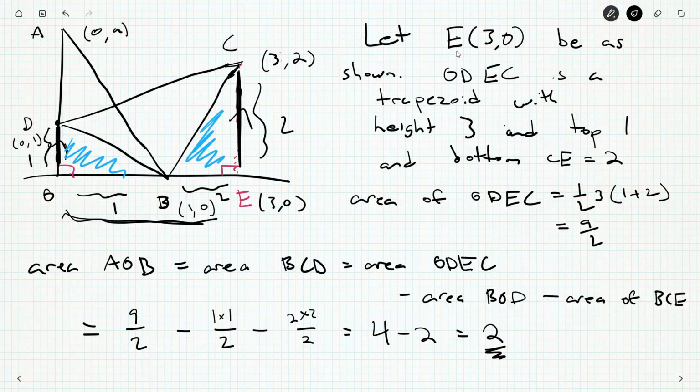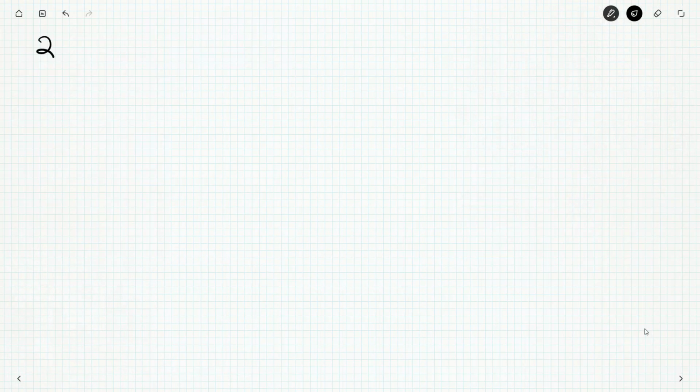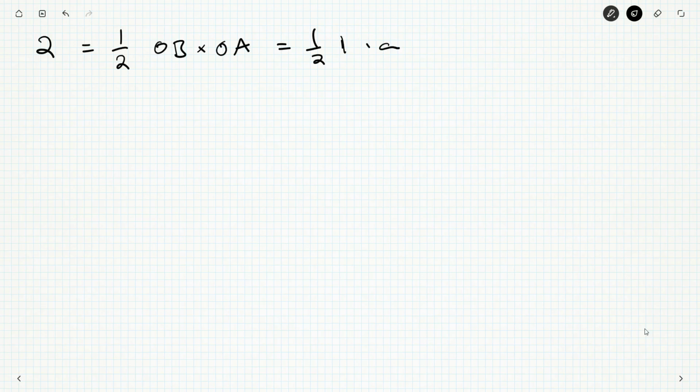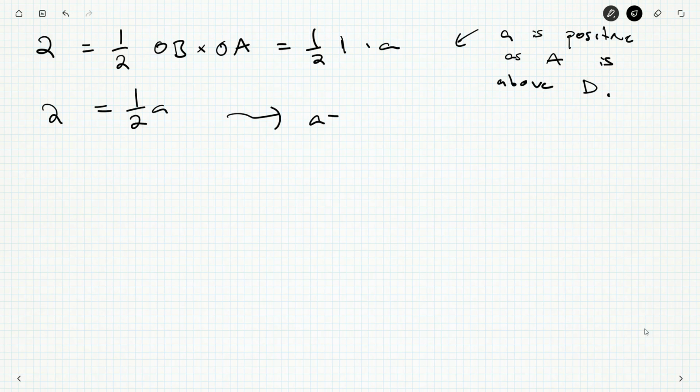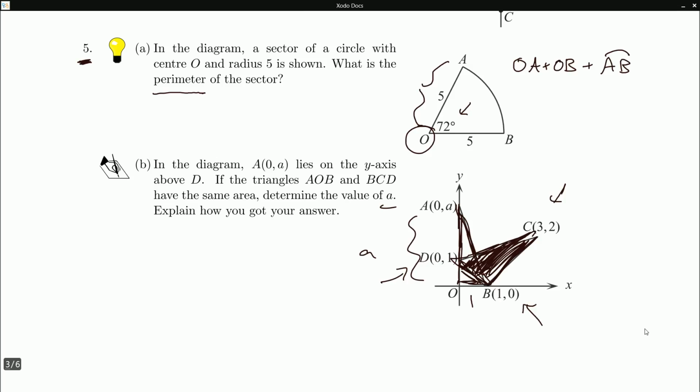Okay, well I know the base is OB, which is 1. So 2 is 1 half OB times OA. So that's 1 half 1 times A. If you were uncomfortable, you might make a note A is positive, as capital A is above D. They gave us that in the question. So we've got 2 is equal to 1 half A. A is going to be equal to 4, and I think that's all they asked for, is just what is A. Yep, explain how you got your answer.